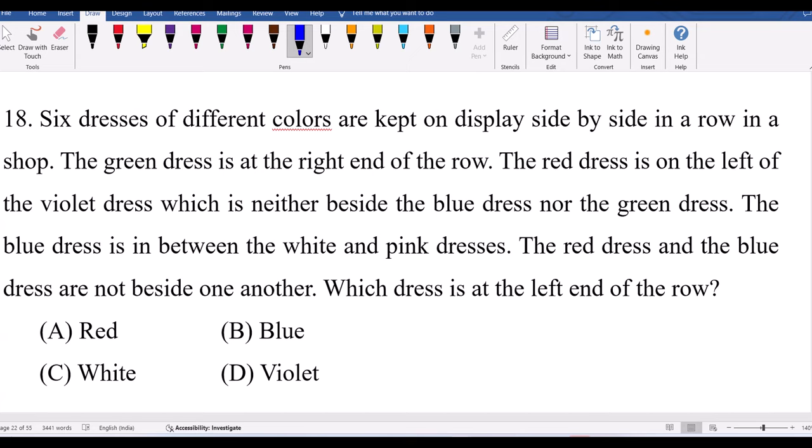Six dresses. Arrange them, and you need to calculate what is at the left end of the row. In the question, the right end is already given. Green is at the right end of the row. We need to calculate the left end.